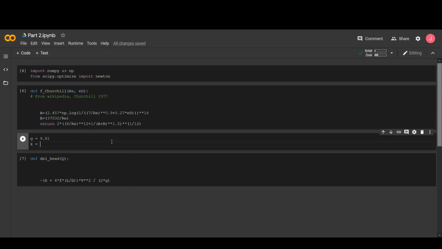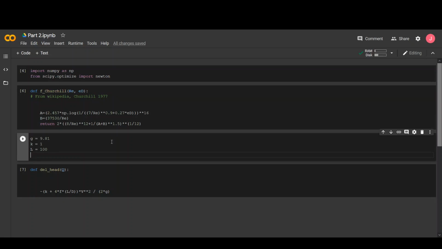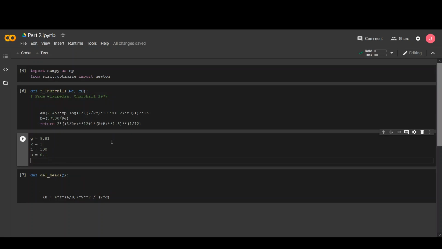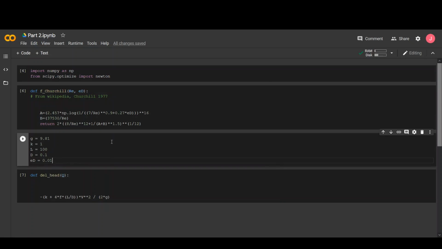We'll just give a k value of 1. Let's say our length is 100 meters. Our diameter is, say, like 0.1 meters. And also we'll need an epsilon over D, or ED. And let's just say that's 0.01.